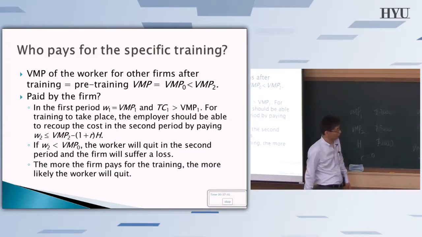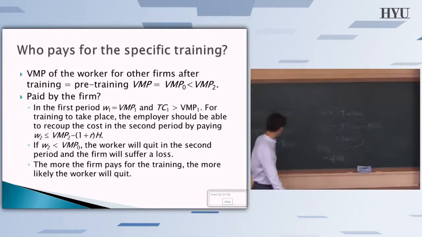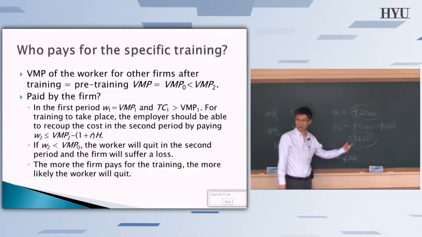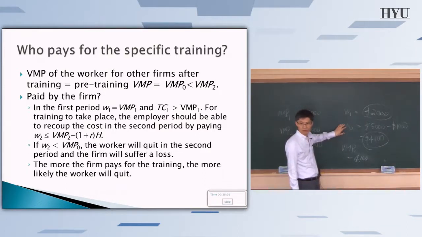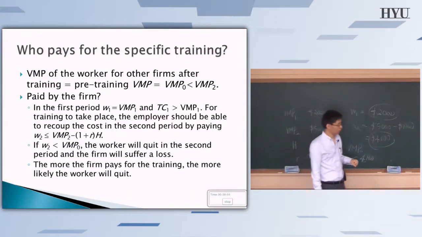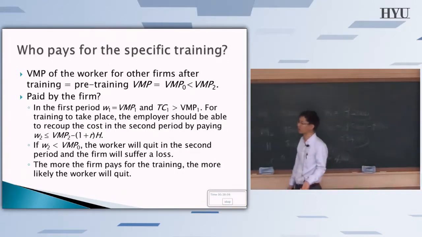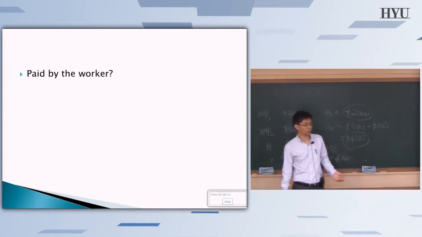And what if, okay, the last line is that if the training cost goes up, it's not $1,000, let's say it's $2,000, then the situation gets worse. Okay? Because the firm should pay a lot less in the second period. Okay? So that makes the workers more willing to leave this company, even after the specific training. And from the worker's point of view, let's say, what if the worker pays for the training? Basically, the reverse of the problem. Okay?